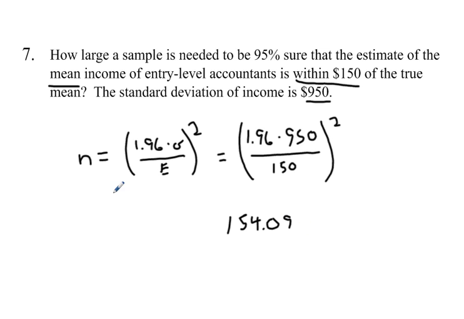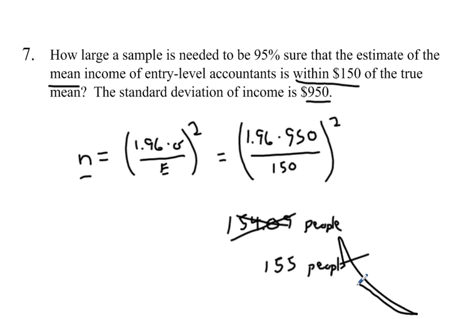Now remember, n is the number of people. It doesn't make sense for us. Now, we can talk about an average being a decimal. The average number of people that live in a household in Oregon is 3.5. That's okay. But when we talk about the number of people we should survey, we should not have a decimal. We need to round up, so please don't leave your answer like this. Let's say 155 people. If we surveyed 154, that would not quite be enough. So we'll survey 155.